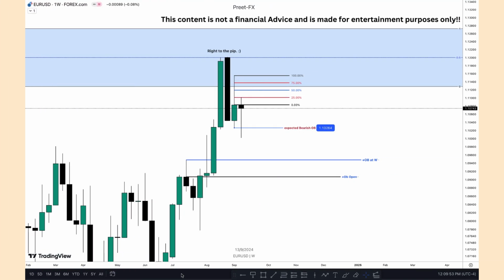Zooming into the price action, we can see that price reversed right from the 50% level of volume imbalance. And by the end of the week, price also reversed from 25% of the previous candle's wick. Additionally, if price closes below 1.10264, the upper close candle will be considered as bearish order block.